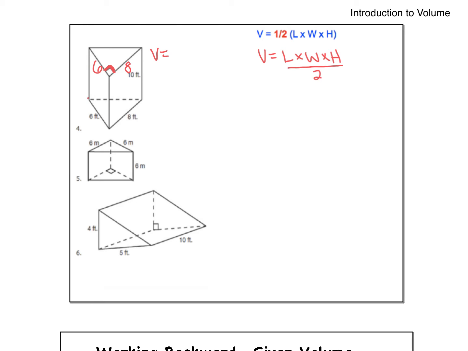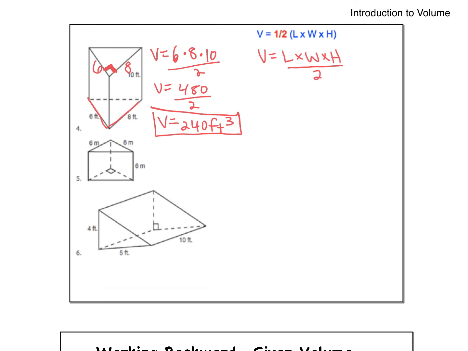So it's 6 and 8, right? 6 and 8 make up those sides that give us that 90-degree angle. So 6, that's a 6, times 8, times 10, and then we divide all that by 2. So 6 times 8 times 10 is going to give me 480. And I divide that by 2 because it's a triangle. And so I get that my volume equals 240 feet cubed. All right, so there's the volume of my first triangular prism.